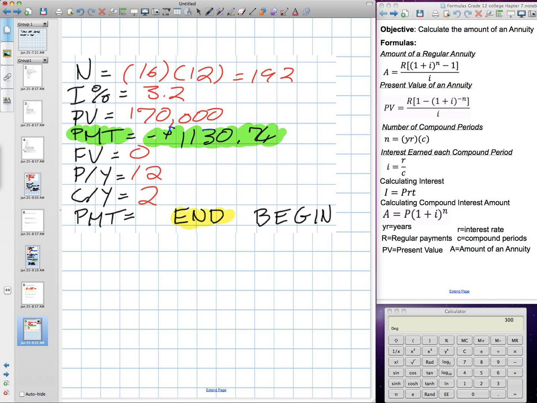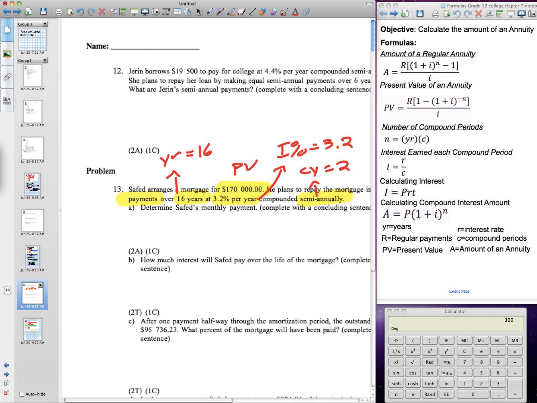Okay, so what that means is this person's monthly mortgage payments are $1,130.74. That's reasonable. We could do that monthly. And that's all 13A. You would also have to put a concluding sentence saying this Safid's monthly mortgage payment is $1,130.74 to get the communication mark.